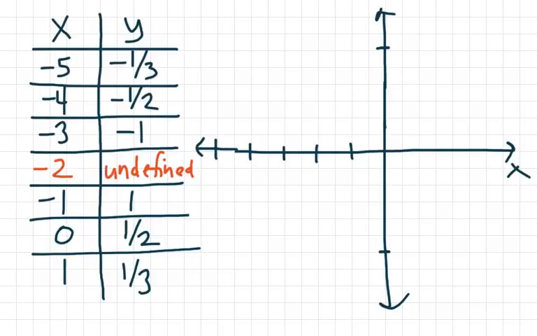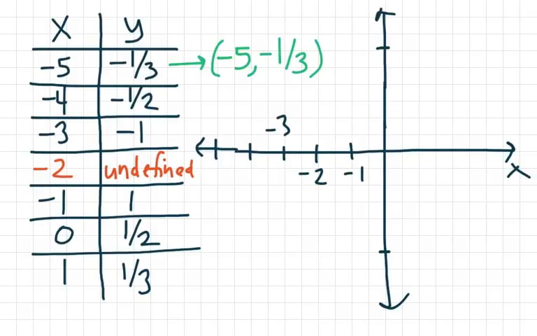So remember that when you have a table of values, you really just have sets of ordered pairs. What I mean by that is, when I look at the table, this first point here is really the same as the ordered pair -5, -1/3. So when I plot that on my graph, I'm going to go to -5 on my x-axis. So here's -1, -2, -3, -4, -5. Positives, of course, on the other side.